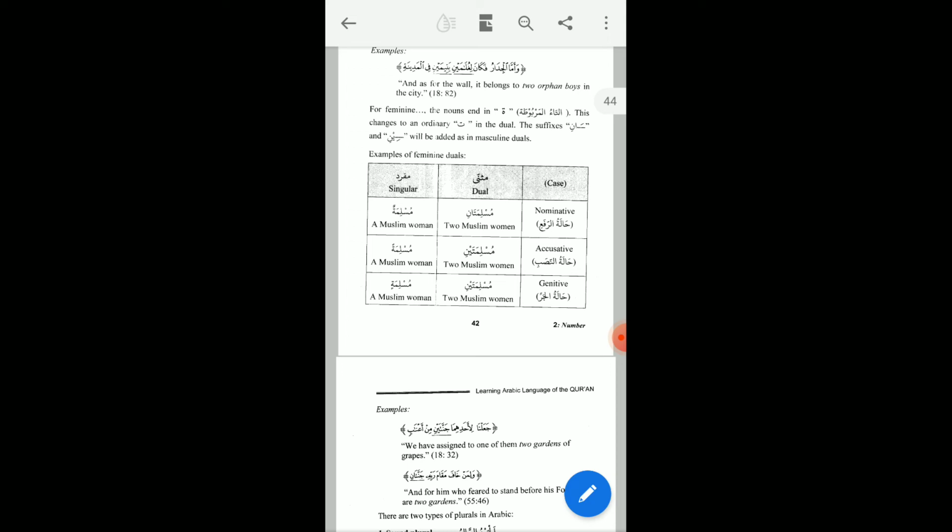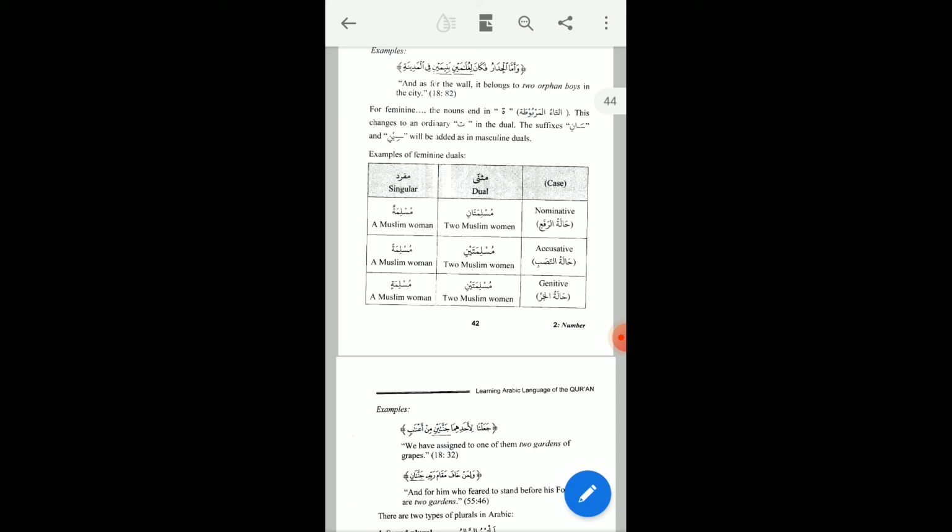Muslimatun, a Muslim woman. Muslimatani, this ta changes to an ordinary ta, and alif noon zerni, and there is fatha on meem, everything remains the same. Only what happens is that ta marbuta changes to ordinary ta. Muslimatun, muslimatani, it's halat rafa. Muslimatan, its object, a Muslim woman in the objective case.